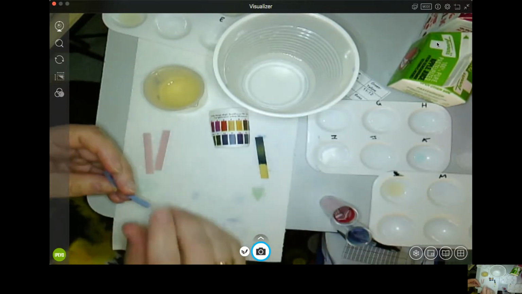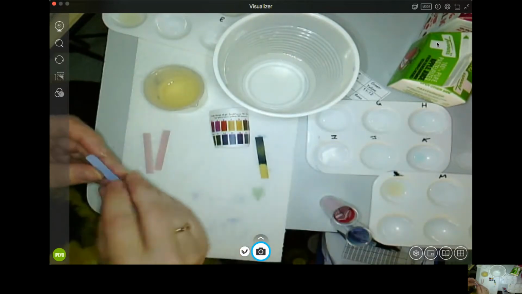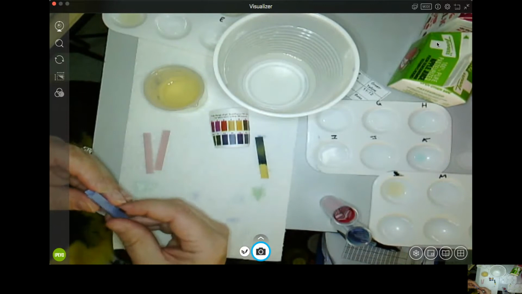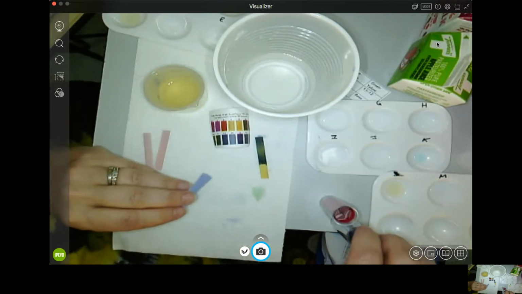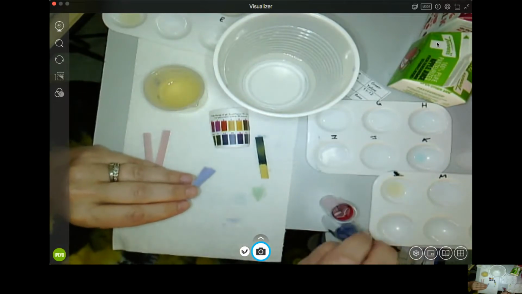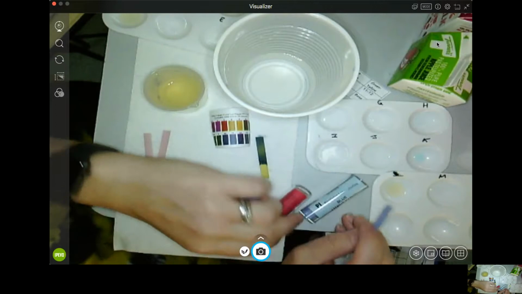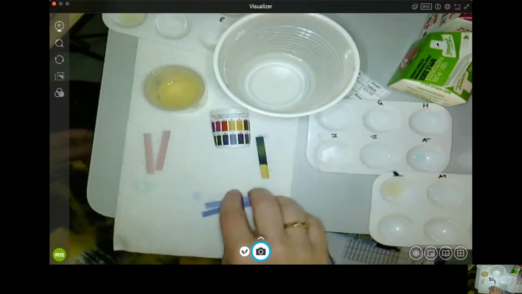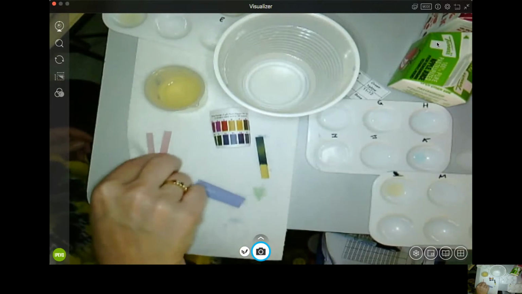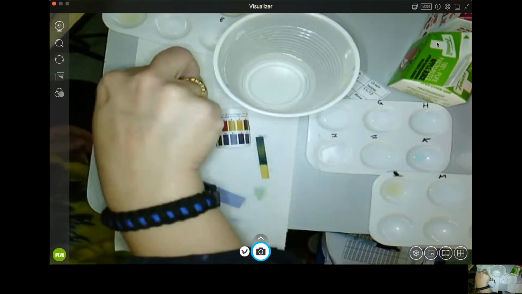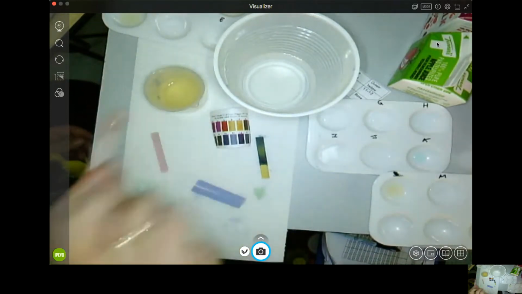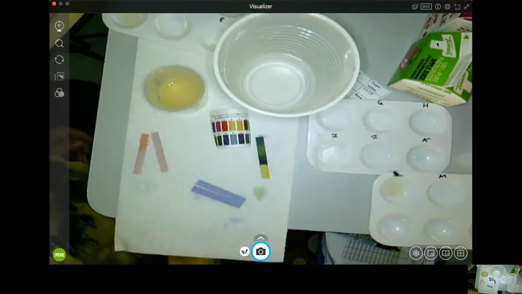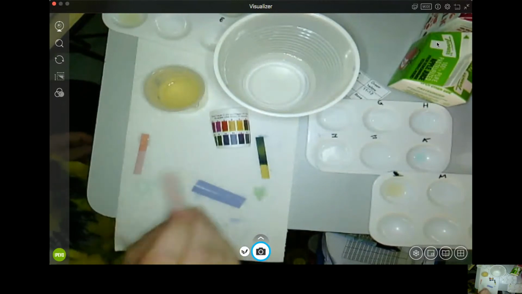So I have ammonia and I have lemon juice. So what is lemon juice, an acid or a base? It's an acid. So if I put red litmus paper in an acid, it doesn't change colors. It just looks like wet paper.